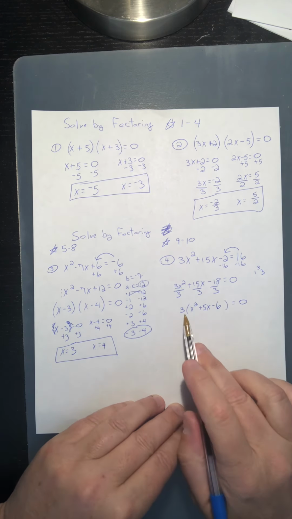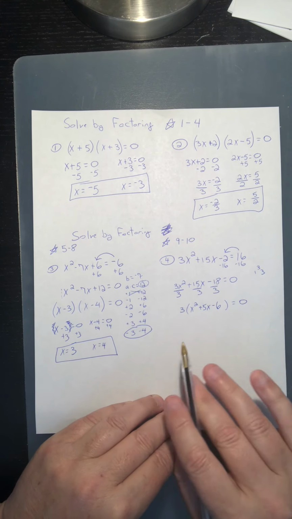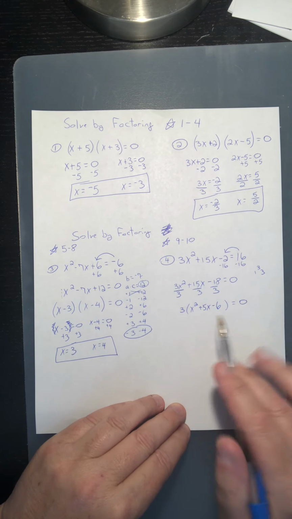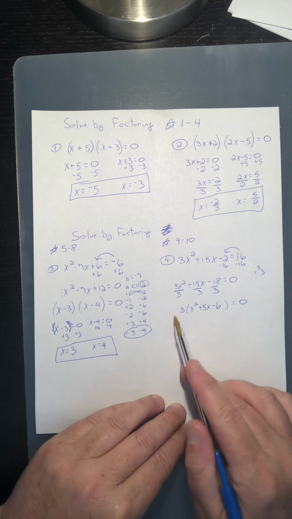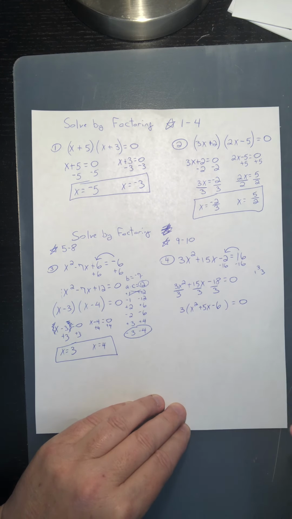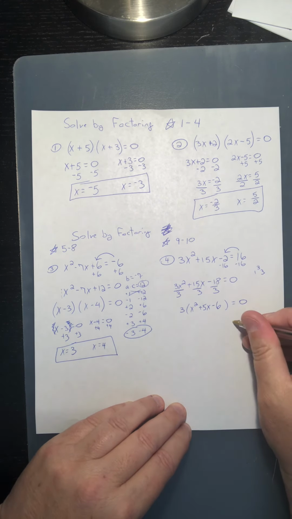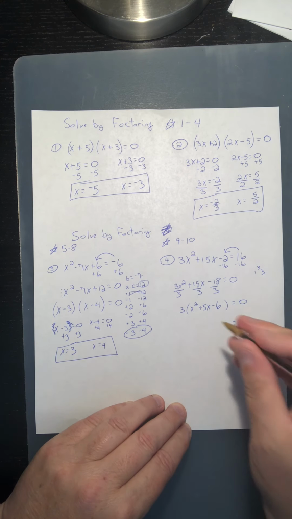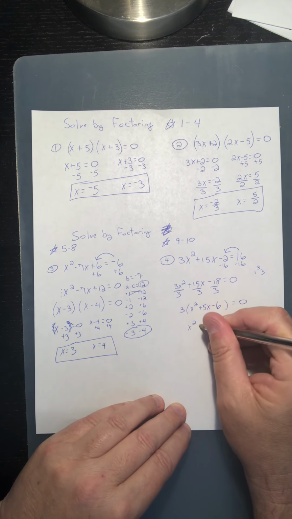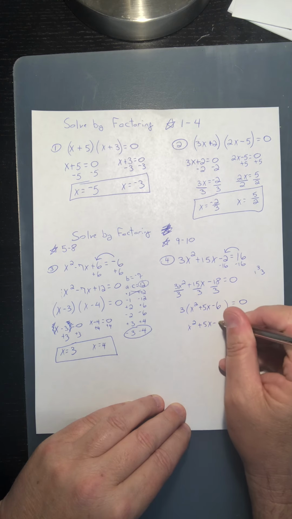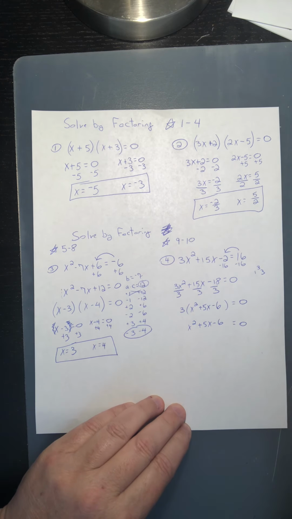Okay? Again, don't forget this 3 out here, but we don't really need it to solve. But if we were factoring, that 3 right there would be part of my answer. So now we're just looking at what's inside the parentheses. We've got it equal to 0.